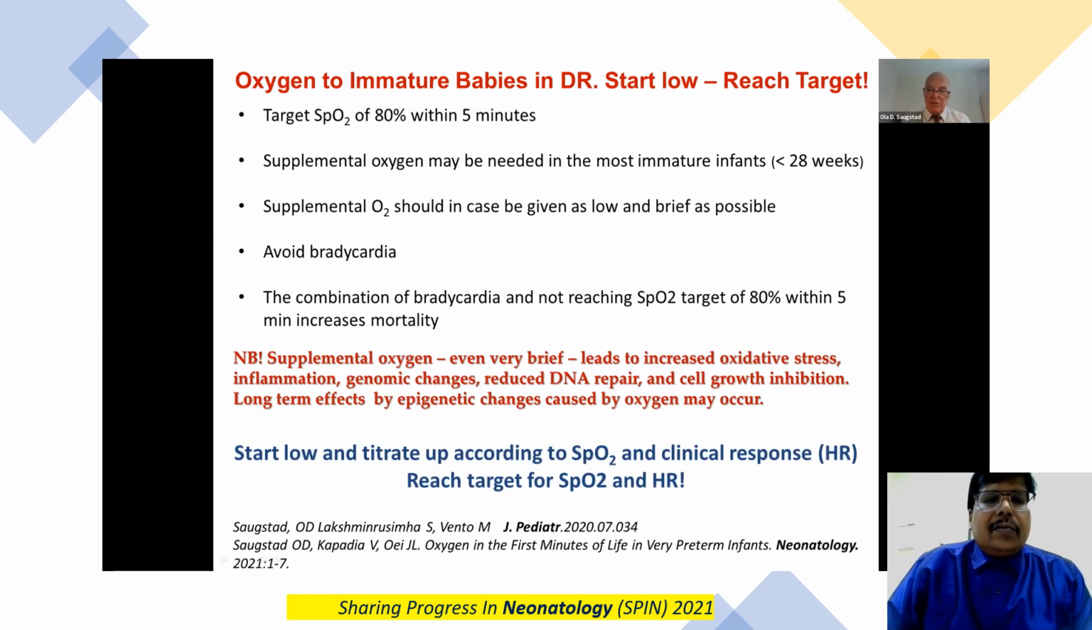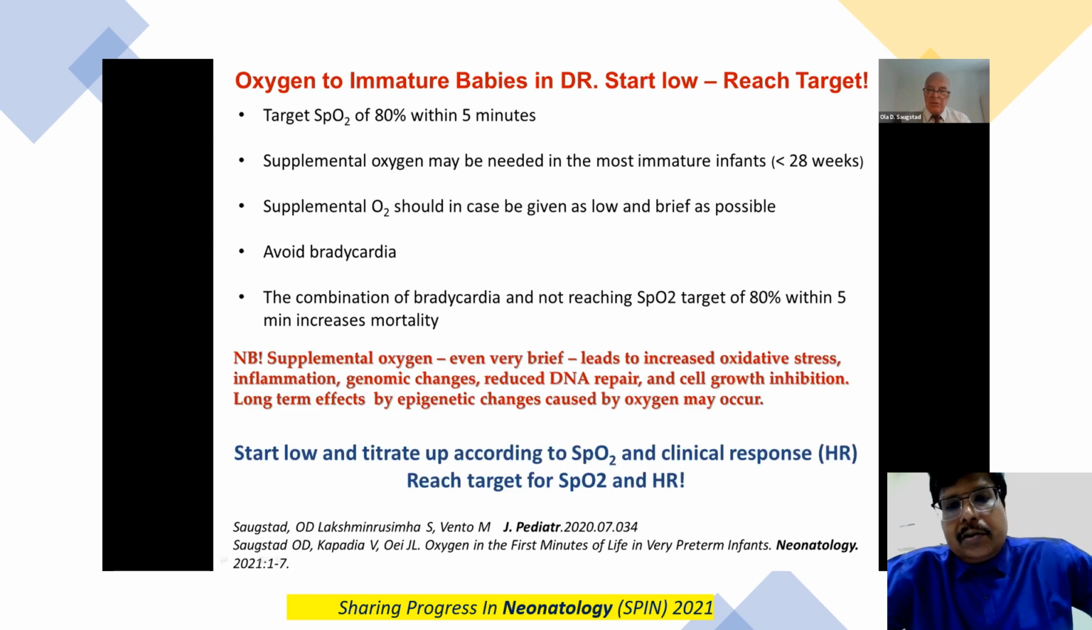So the target SpO2 is 80% within 5 minutes. We saw it. And 90% at 10 minutes. There's a full gap of 5 minutes to achieve that final 10%. Supplemental oxygen may be needed in most immature infants. The percentage of babies requiring supplemental oxygen is higher in extremely immature babies less than 28 weeks. While it is unavoidable, supplemental oxygen, when it's needed, should be given at as low a concentration, that is FiO2, and for as brief a duration as possible.